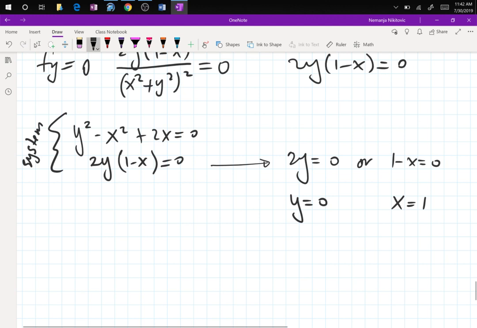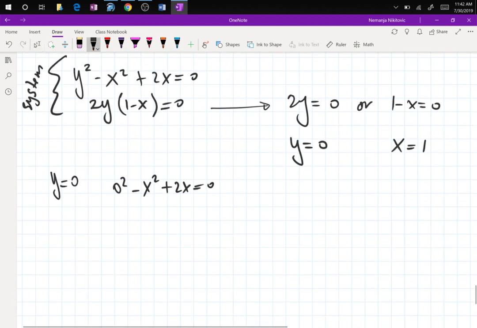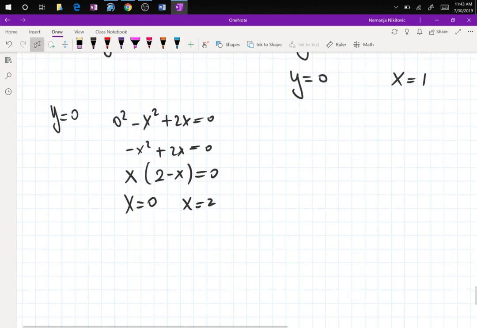find its other value. So when y is equal to 0, we have 0 squared minus x squared plus 2x equal to 0, from where minus x squared plus 2x equal to 0. You factor out x, you get x times (2 minus x). You get x equals 0 and x equals 2. So we have a point (0, 0) and a point (2, 0).